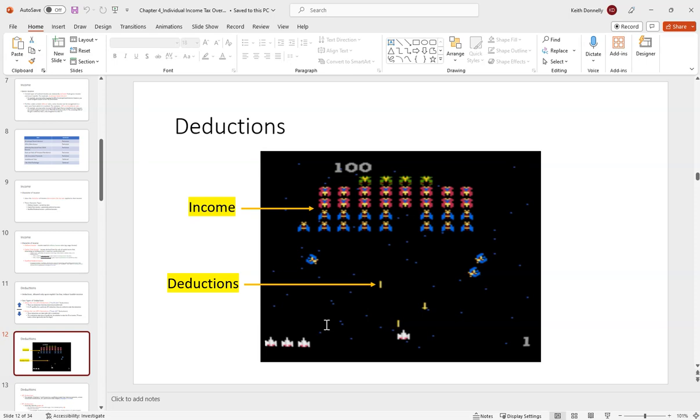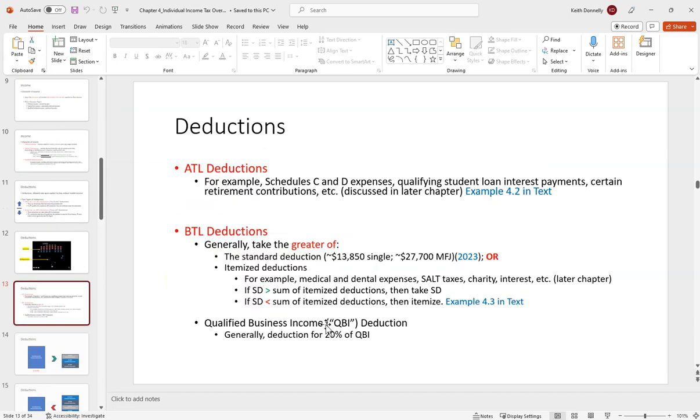Here's the idea, right? You have taxable income coming at you. The name of the game from a planning perspective, you want to reduce your taxable income. So that's what deductions do. They're getting rid of your taxable income. So with regard to above the line deductions, these are generally any deduction that occurs before you establish your AGI. So it would be the expenses on Schedule C and D, like student loan interest, if you have a traditional IRA contribution. Again, we'll talk about the specifics later on.